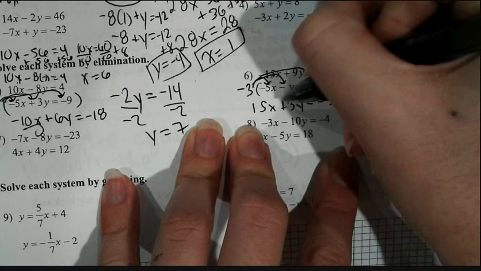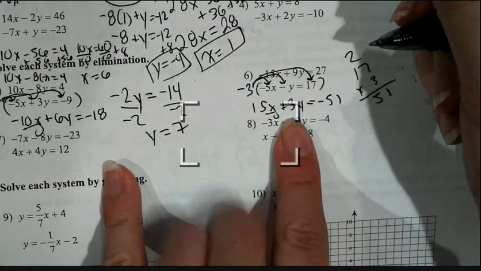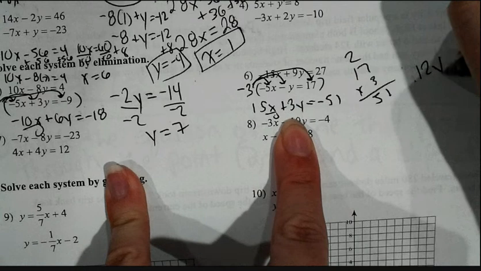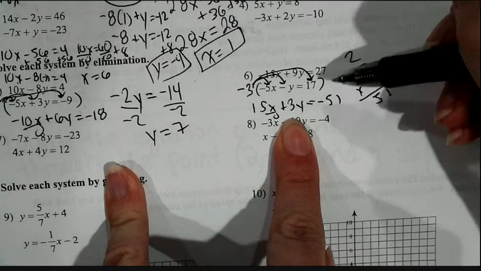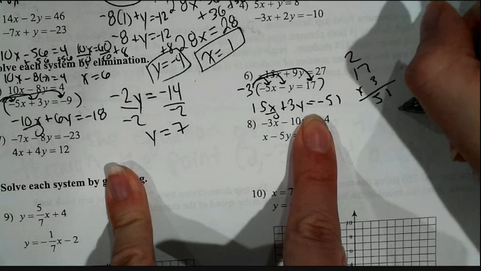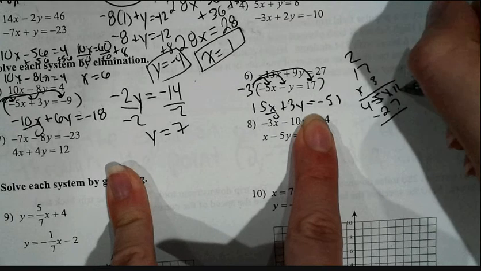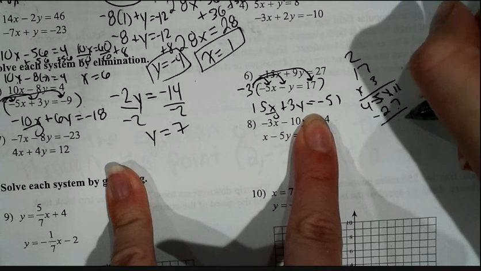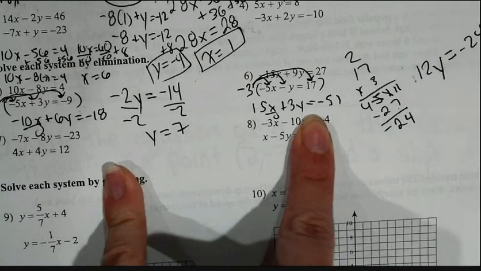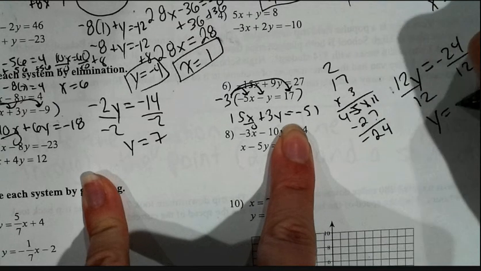Okay, so this and this make 0. 9y plus 3y is 12y. And then negative 51 plus 27, I'm going to subtract, and I get negative 24. Divide on each side by 12. y equals negative 2.